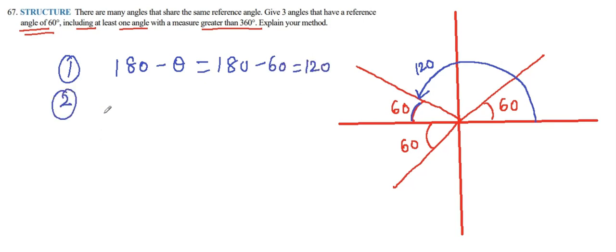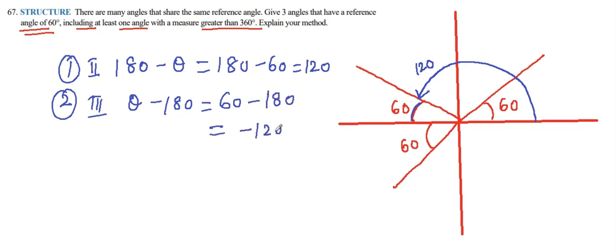Second one, move to the third quadrant. This is for the second quadrant. For the third quadrant, what do we write? Theta minus 180. I explained this in the class video. Theta minus 180, theta is 60. 60 minus 180, how much do you get? Minus 120. So how will the minus 120 come? Minus 120 will come like this. This is minus 120.